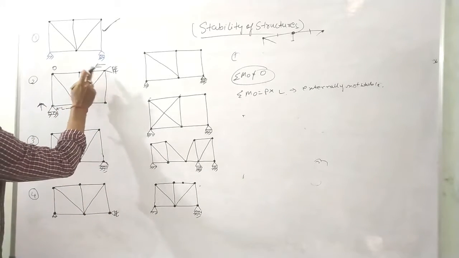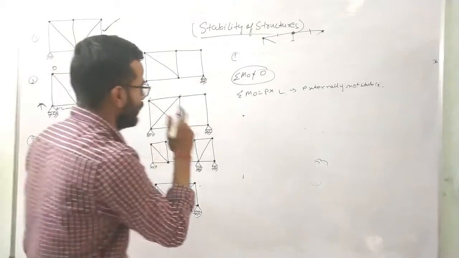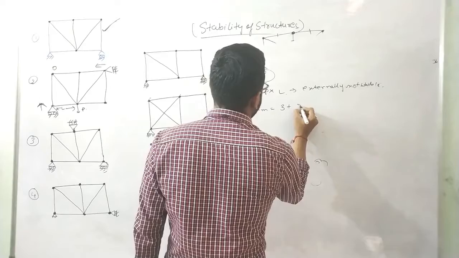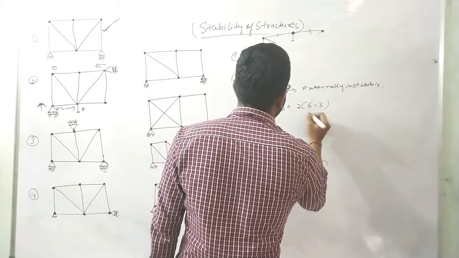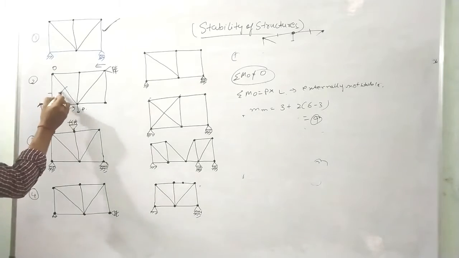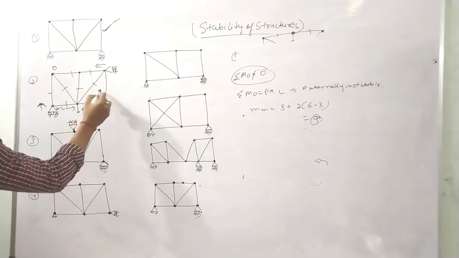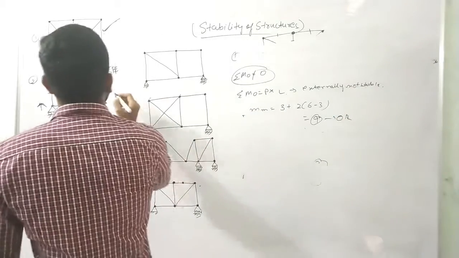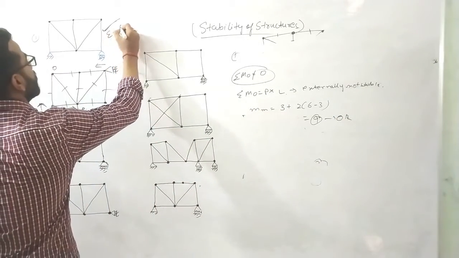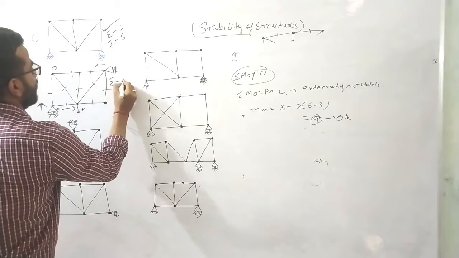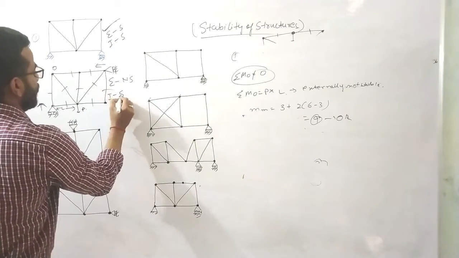1, 2, 3, 4, 5, 6. Six joints. Minimum members required equals 2 into 6 minus 3, which is again 9. How many members have we provided? 1, 2, 3, 4, 5, 6, 7, 8, 9. So this is externally not stable, internally stable.